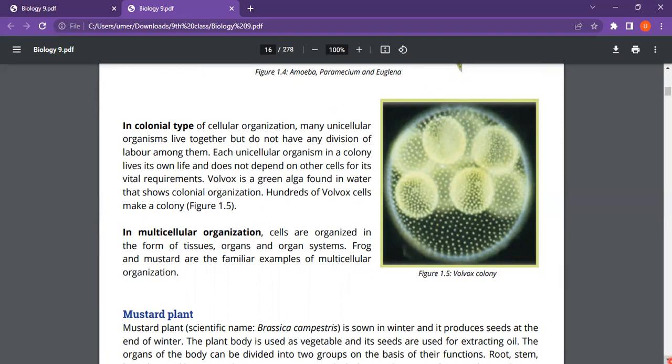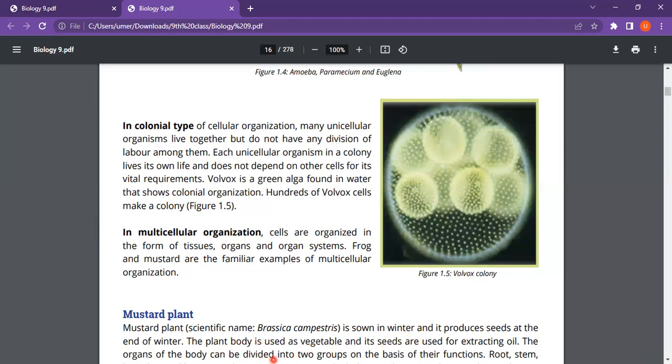In multicellular organization, cells are organized in the form of tissues, organs, and organ systems. Frog and mustard are familiar examples of multicellular organization. The mustard plant, scientific name Brassica campestris, is sown in winter and it produces seeds at the end of winter. The plant body is used as a vegetable and its seeds are used for extracting oil.